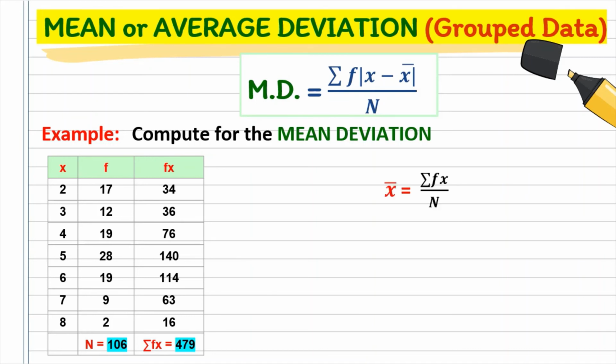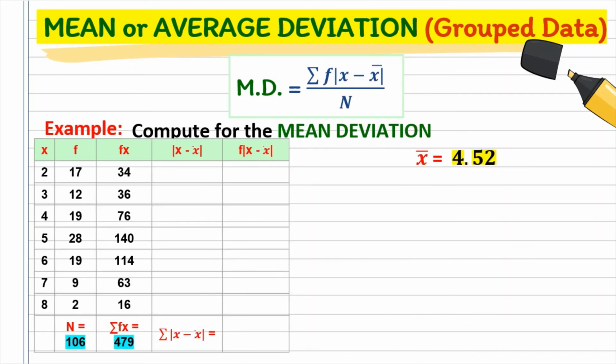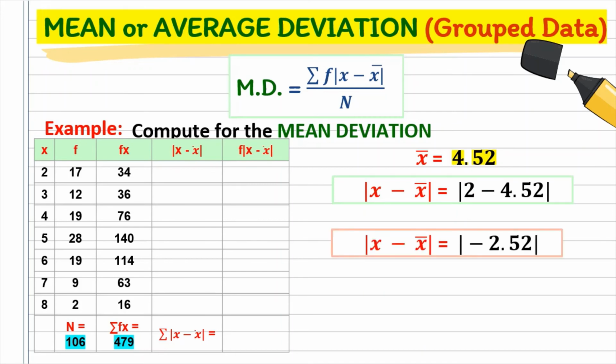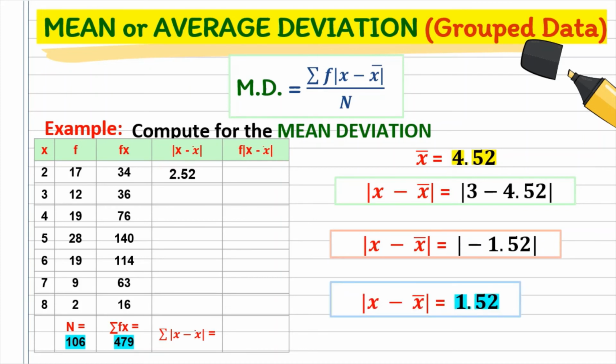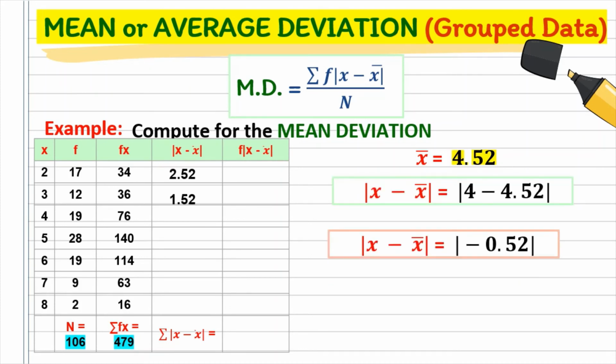So makukuha na natin yung mean. So 479 divided by 106, that is 4.52. So kapag nag-compute kayo ng mean or average deviation, kailangan compute nyo muna yung mean na. So the mean is 4.52. So next one is magsasubtract tayo yung score minus the mean. So 2 minus 4.52, that is negative 2.52 or 2.52. 3 minus 4.52, negative 1.52. So the answer is 1.52. Then 4 minus 4.52, the answer is negative 0.52. The absolute value is 0.52.